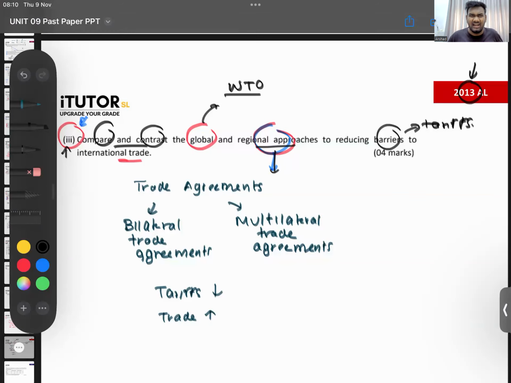Export earnings. Will come to that in unit number 10. It's there in unit number 9 also. When we talk about BOP trade account, will come. Okay, right. That's it with this then.